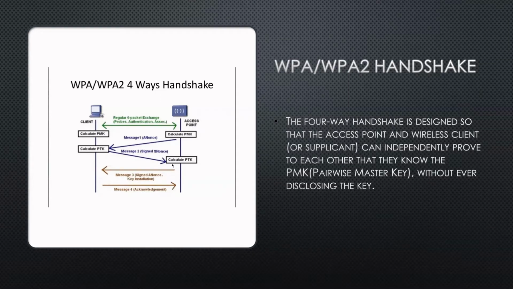Then on the third arrow, the access point constructs and sends what's called a group temporal key, which is used to decrypt multicast and broadcast traffic, and the sequence number together with another message integrity code, or check. Then finally, on the fourth message, the acknowledgement, the client sends a confirmation to the access point, and that's how your computer connects to the router.